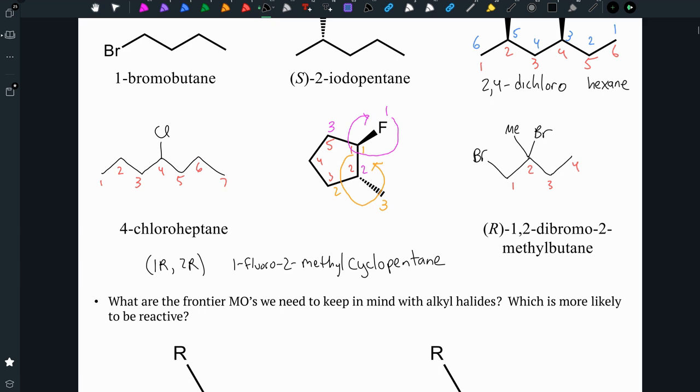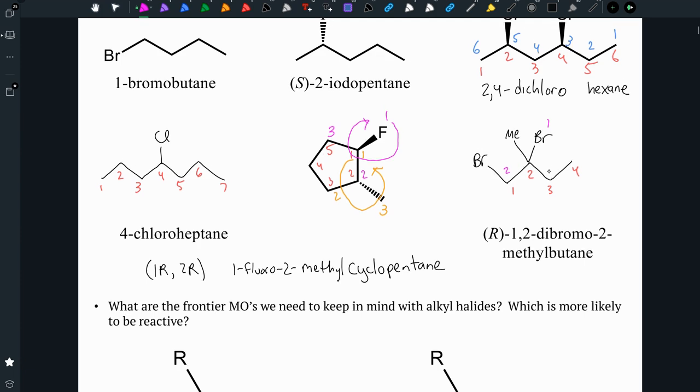And now the question becomes, how do I deal with the R? First, I need to identify which carbon is my stereocenter. It's going to be carbon 2 because that's the one that's bonded to 4 different groups. And if I look at my groups in terms of priority, bromine is going to be highest priority. Carbon bonded to bromine is going to be second highest priority. And then the other carbon of the chain is going to be third highest priority. And then the methyl group will be fourth highest priority. So from 1 to 2 to 3, I would be going counterclockwise.